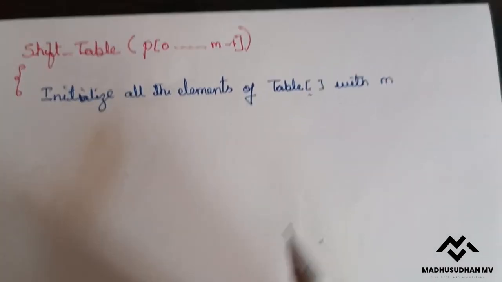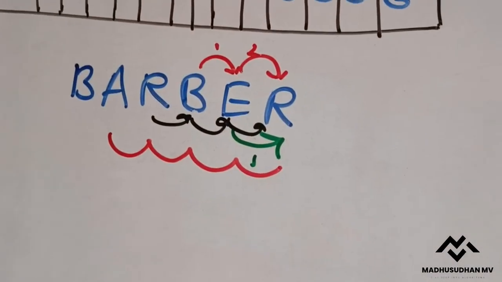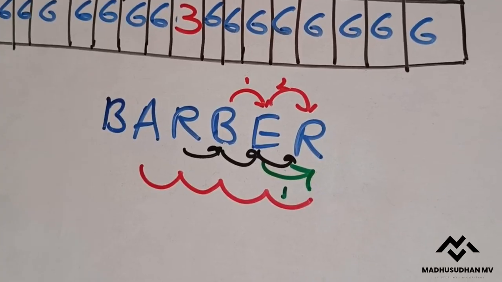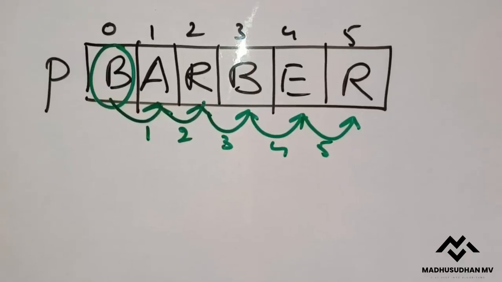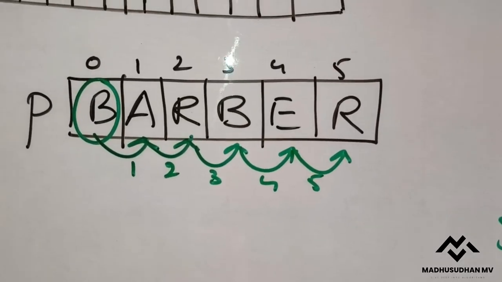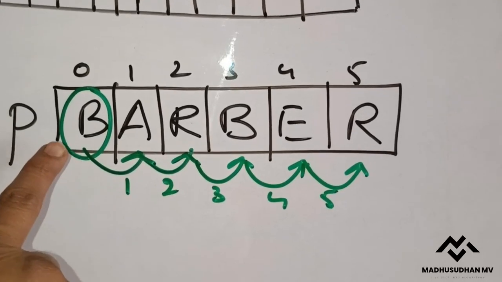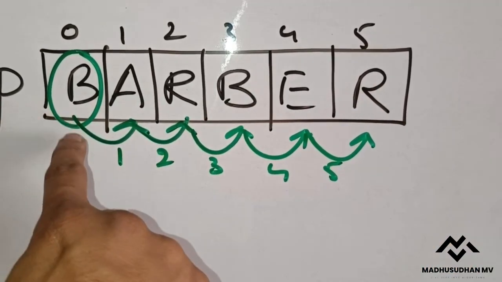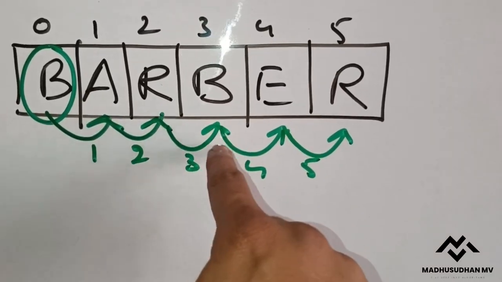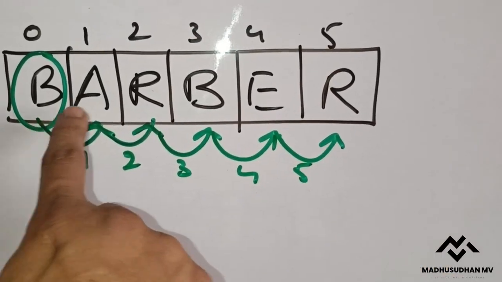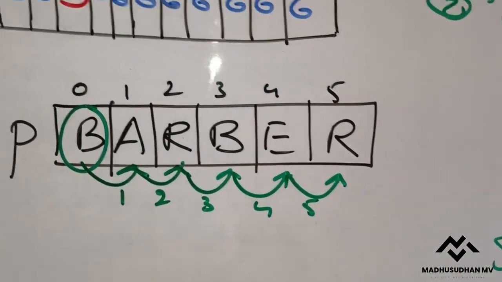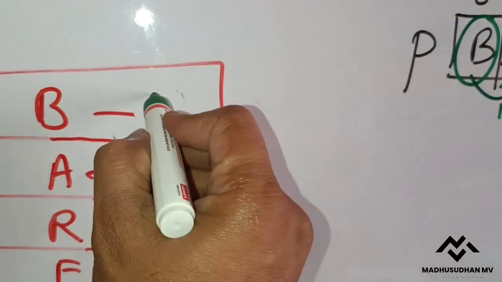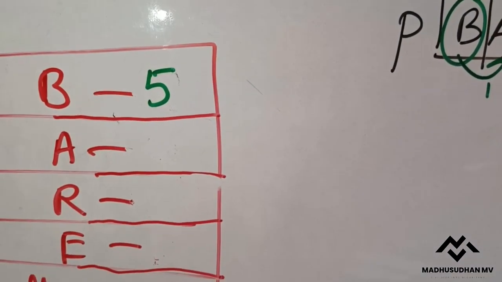Next step, now I need to calculate for each character. We start from the first character. I took the first character of the pattern, B. B is at a distance of what from the last character? B is at 1, 2, 3, 4, 5. B is at distance 5 from the last character. So we update the shift table: B is a distance 5.